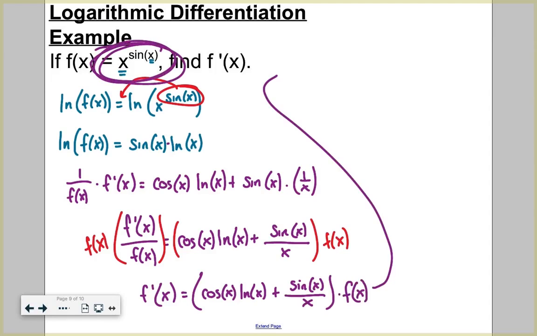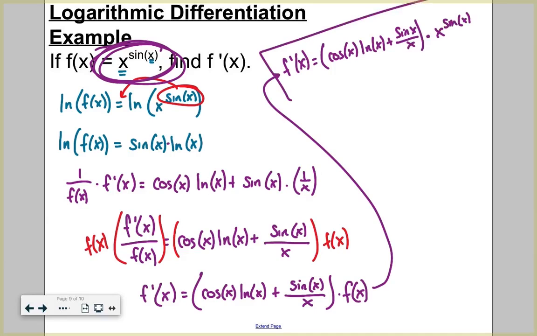I've run out a little bit of room, so I'm going to write it up here. So f prime of x is going to equal the quantity cosine of x natural log of x plus sine of x over x, and that is times x to the sine of x power, and there is your derivative.